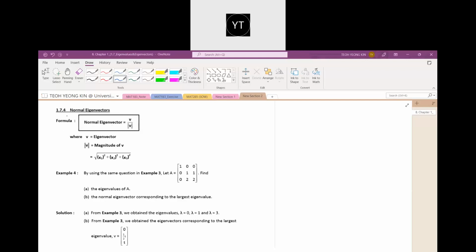So here is the formula. The normal eigenvector is equal to the eigenvector divided by the magnitude of the eigenvector.